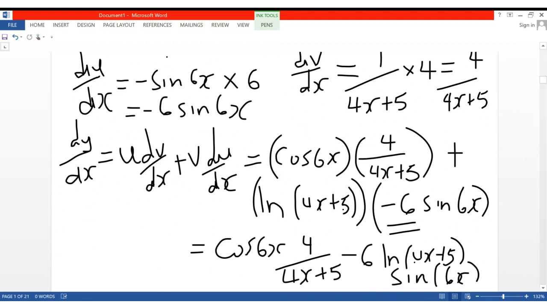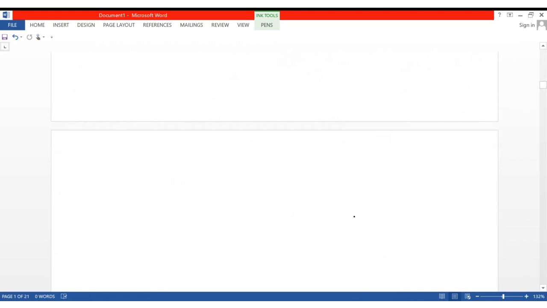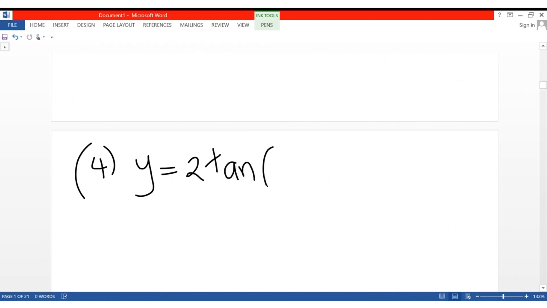I do the final one, number 4. Number 4, y is equal to 2 tan 3x sine hyperbolic 5x.